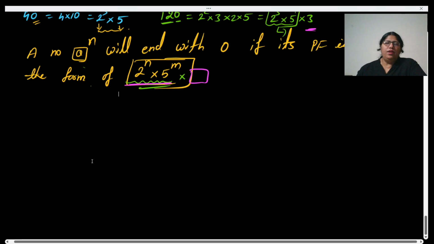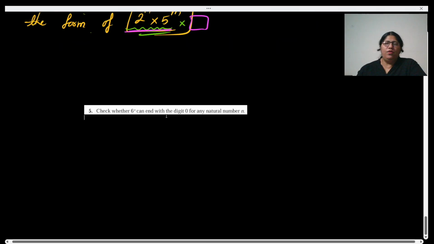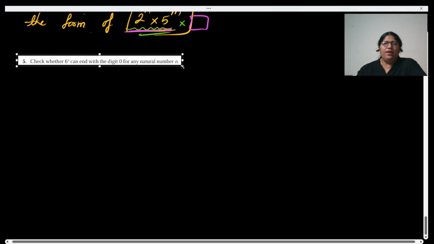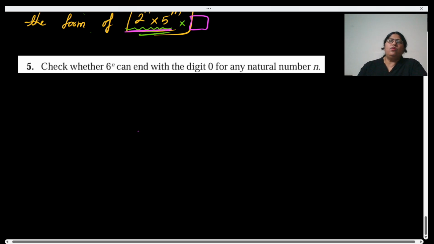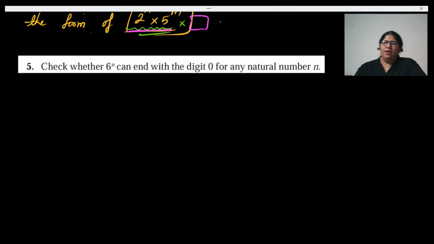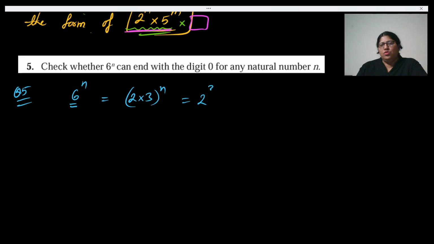Now how the question will come here, I'll give you one question. This is from your exercise only. It says: check whether 6 to the power n can end with 0 for any natural number n. Now your base is given here. What is the base here? 6 to the power n. So n you can't do anything because it is the unknown value. So what will you do? You'll do prime factorization of 6. So is it 2 into 3 whole power n? Then which is 2 to the power n into 3 to the power n.